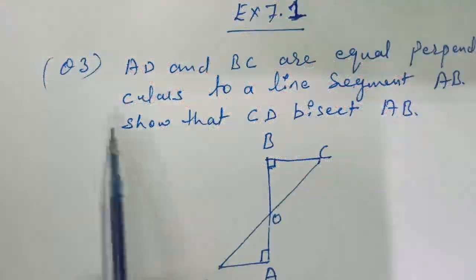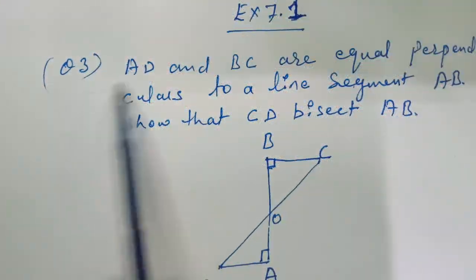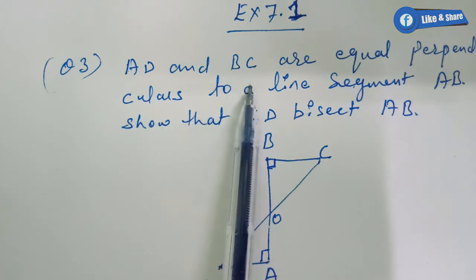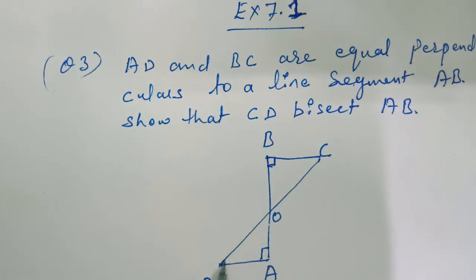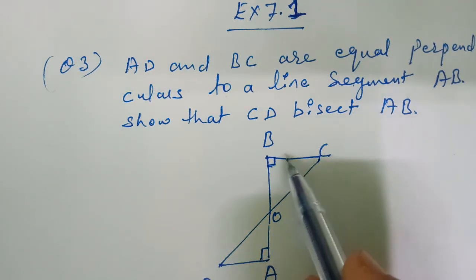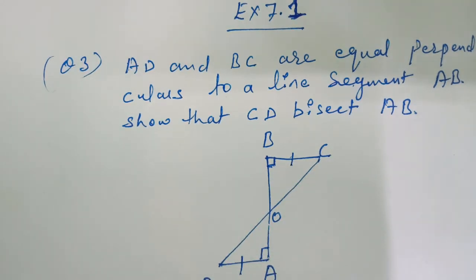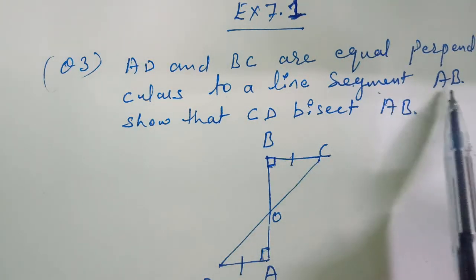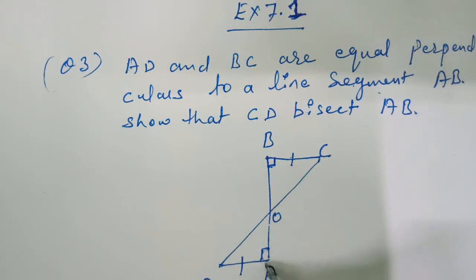Yes students, today we are going to do question number 3 of exercise 7.1. So here is the question. AD and BC: if we see the figure, AD and BC are equal and perpendicular, both of them are equal. It means BC equals DA. Perpendicular means they are making an angle of 90 degrees to a line segment AB. Both of them are perpendicular to the line segment AB.